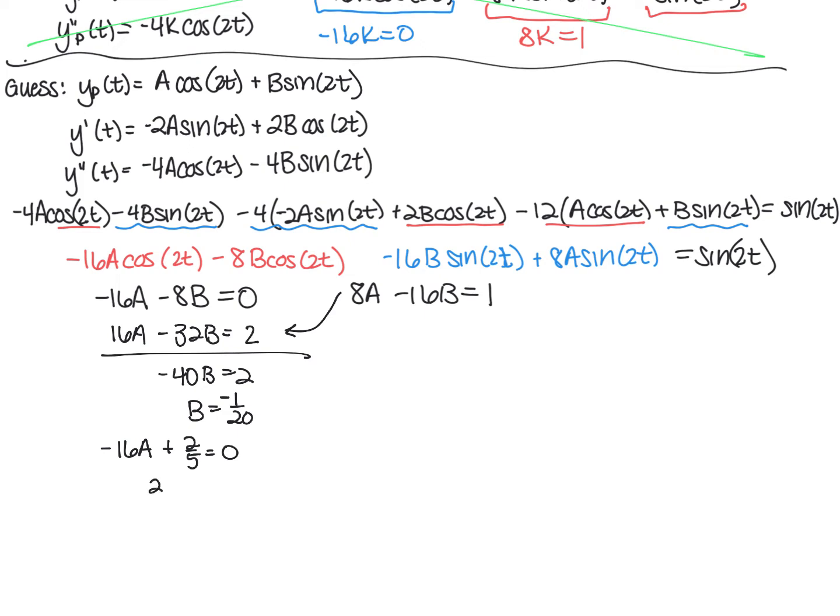So this would be 2/5 equals 16a. So divide by 16. 16 times 5 is 80. So 2/80. So I get a equals 1/40.